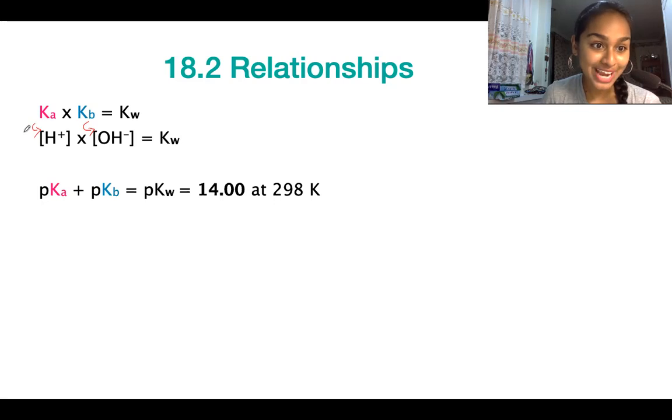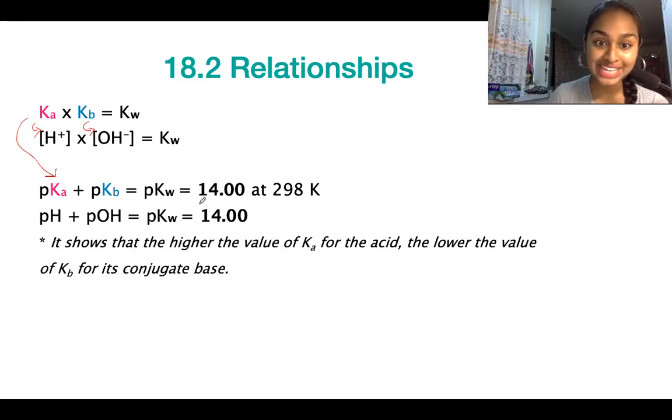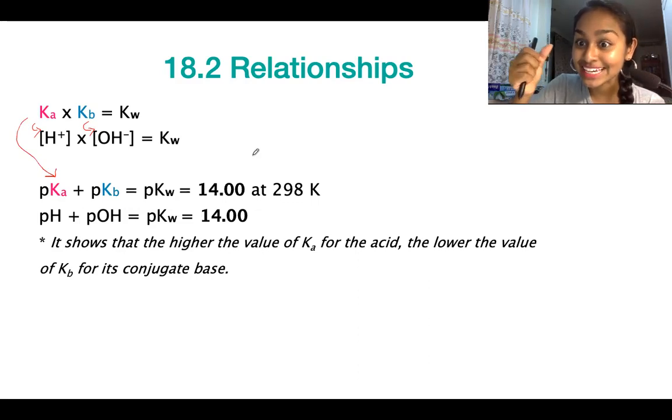Based on this reaction, the first reaction over here, we can derive that pKa plus pKb equals pKw, which is 14 at room temperature. And this also looks very similar to our pH plus pOH equals 14 relationship that we saw earlier. So it's worth bearing in mind how these values link together. So these two main relationships.